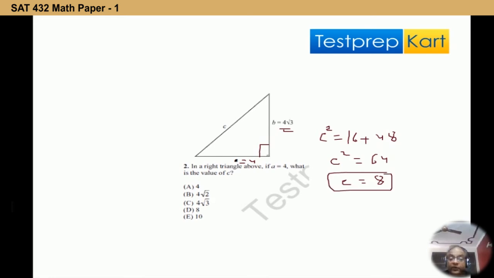So C is equal to 8 by using Pythagoras sum, because it's a right angle triangle, and this square plus this square is equal to hypotenuse square, and C is equal to 8. So option D is correct.